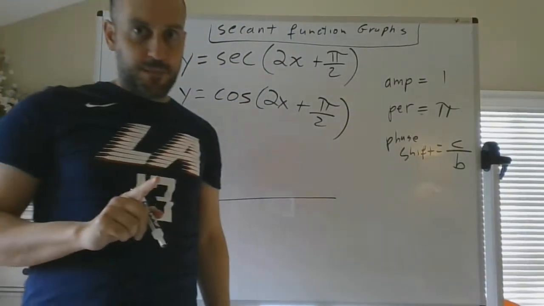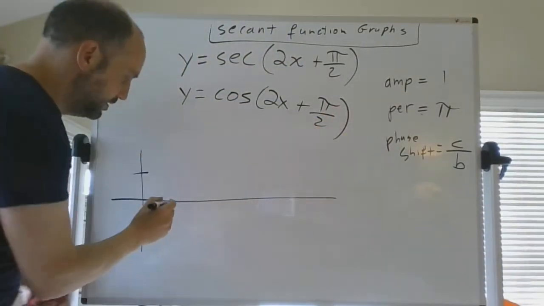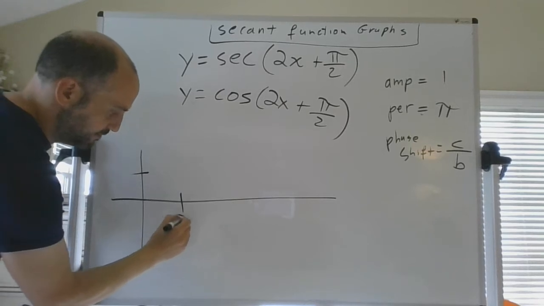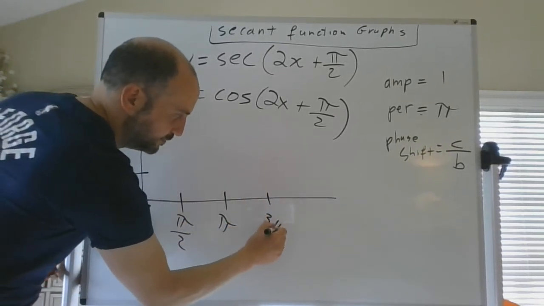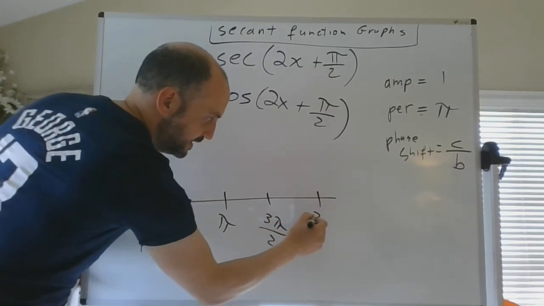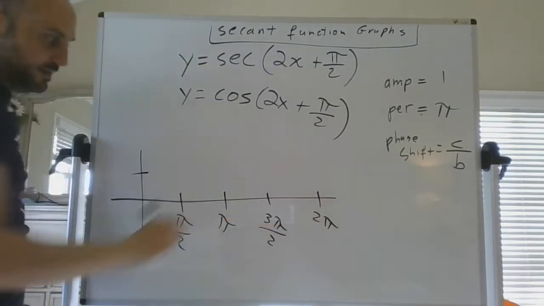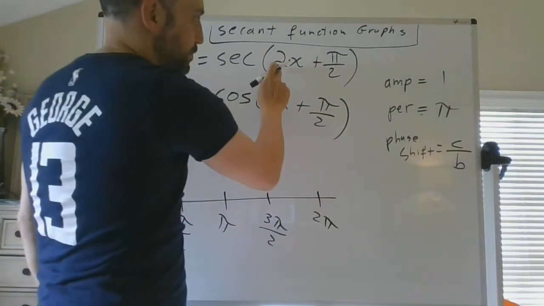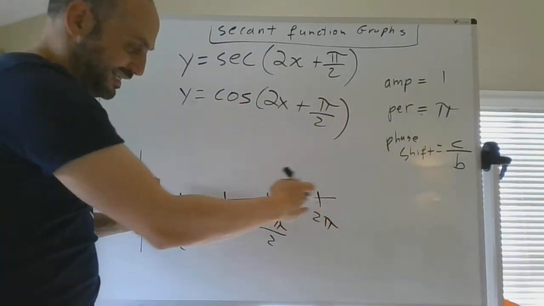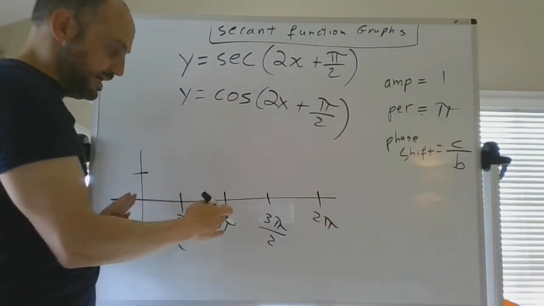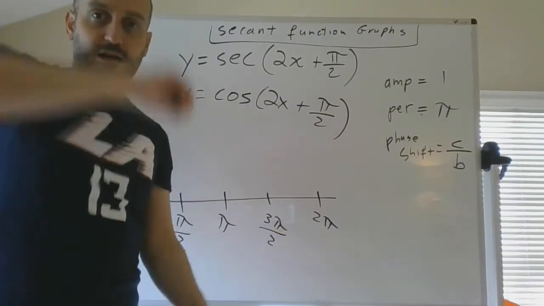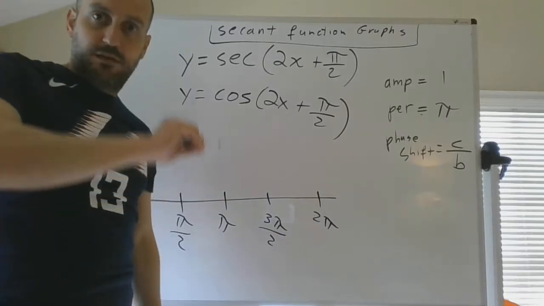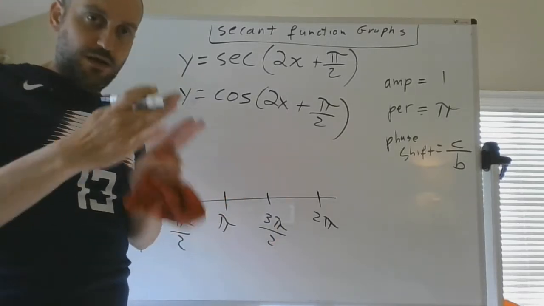So what does that mean? If a standard period is 2 pi, let's try this. Pi over 2, pi, 3 pi over 2, 2 pi. The standard period is 2 pi. But the fact that our B is 2 actually crushes it down to being only a period of pi. So it's going to be a lot more compact, more wavy rather than wider waves. It's going to be a little more compact.